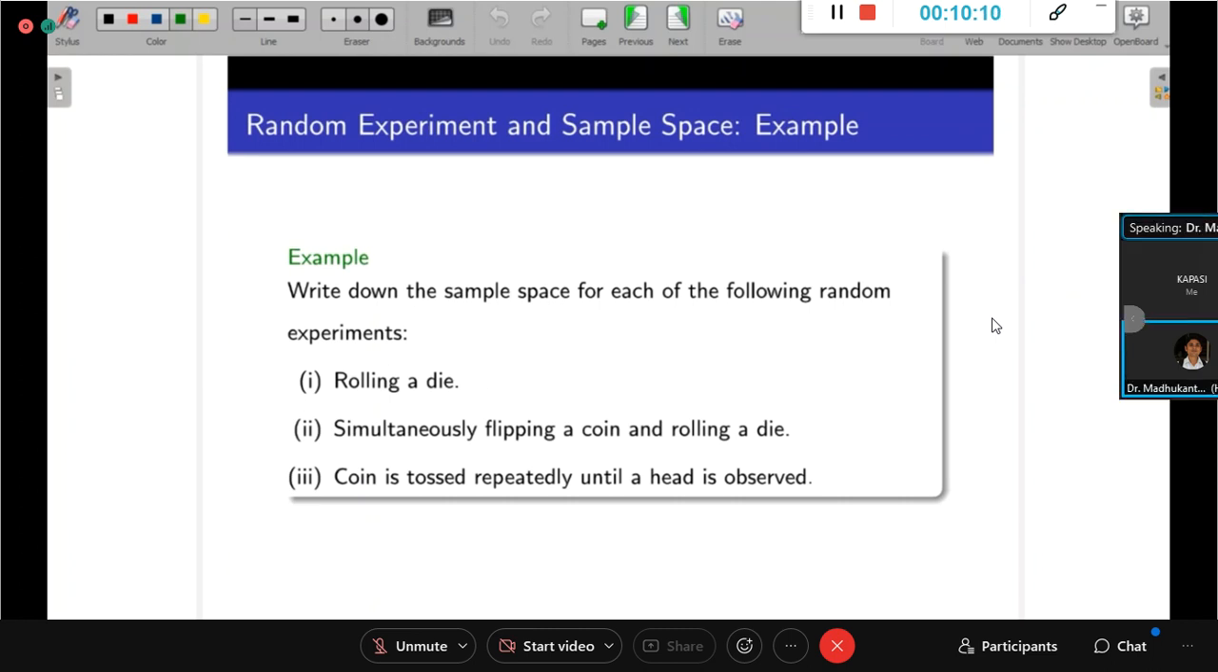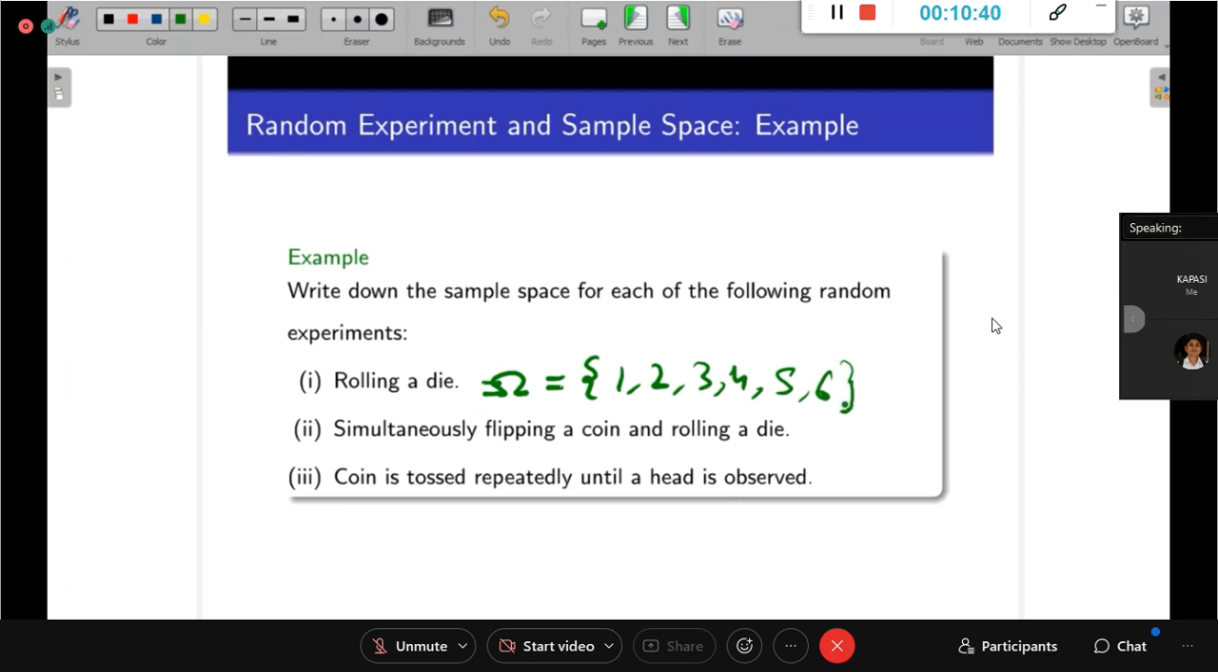So you quickly write it down. I'm also writing. You also try. It's very quick, I don't think there is a problem. So when you're rolling a six-sided die, here in this case omega is any number: 1, 2, 3, 4, 5, 6.